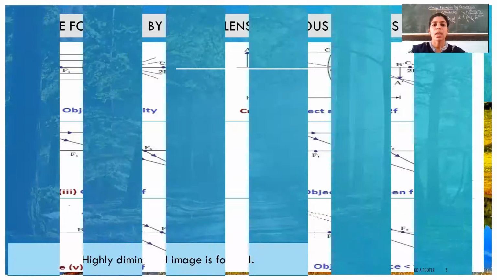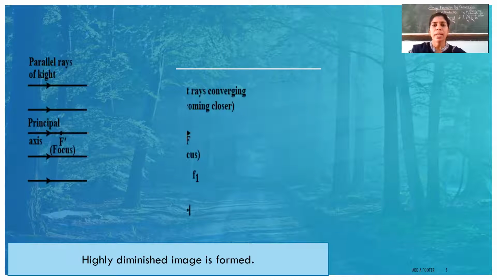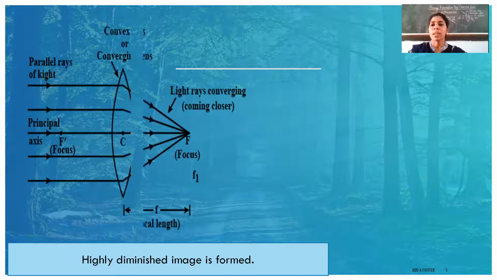First one, what is a lens? A lens is a transparent medium which is bounded by two bulged outward surfaces, which is known as a convex lens. A lens can be a convex lens, a concave lens, or one face can be a plain face and the other a curved face. Here we are going to discuss the image formed by a convex lens.